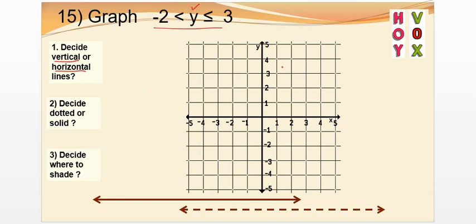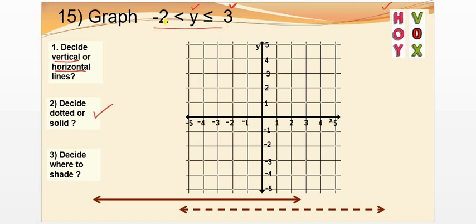Because the inequality is given in y, that means I have to go with the word hoy, that is, a horizontal line of y. Then you have to decide whether it is going to be a dotted line or a solid line. By looking at the inequality that you will draw at 3, y is less than or equal to 3. It will get a solid line. It means that you have to draw a solid line at 3.